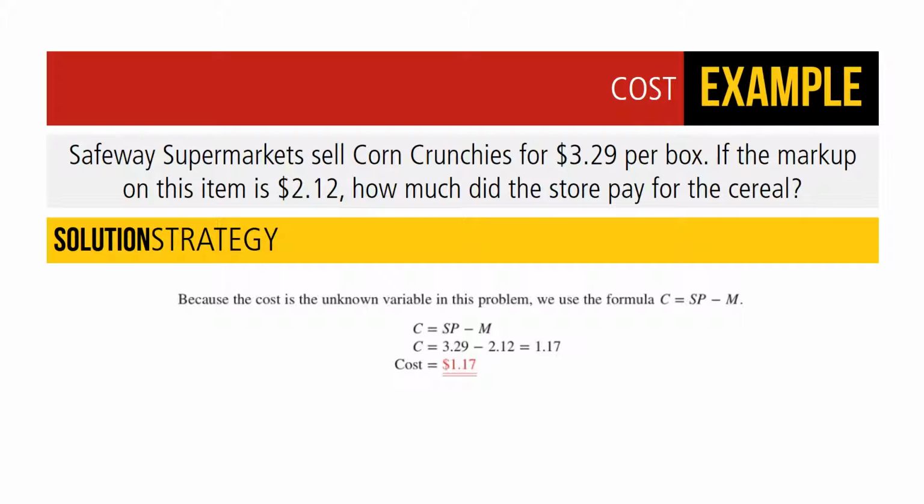Because the cost in our solution strategy is the unknown variable in this problem, we use the formula C equals SP minus M. So our cost will equal the $3.29 selling price minus the $2.12 known markup to give us an overall cost of $1.17.